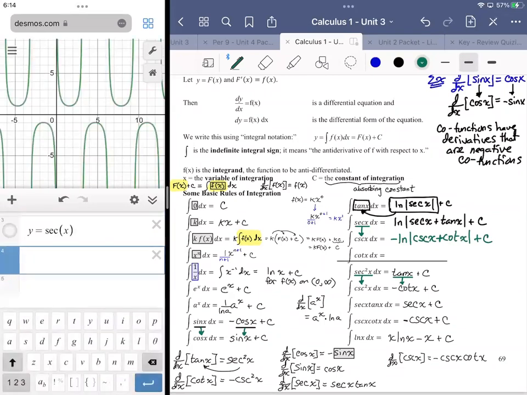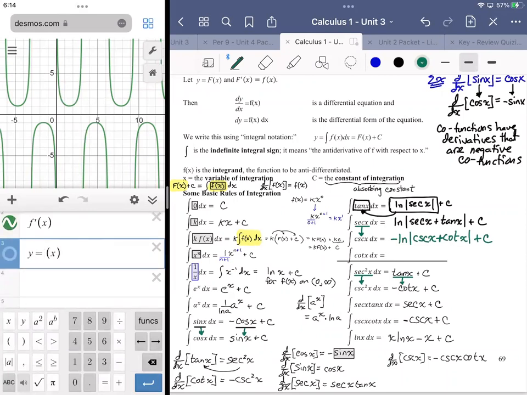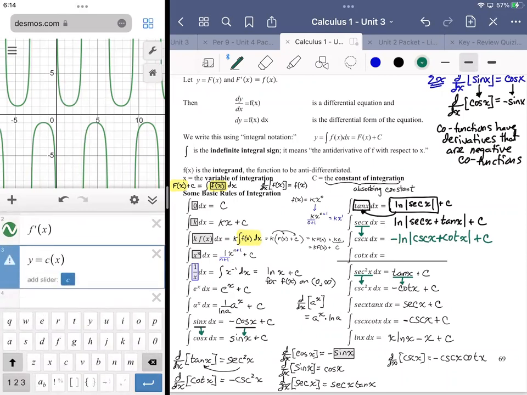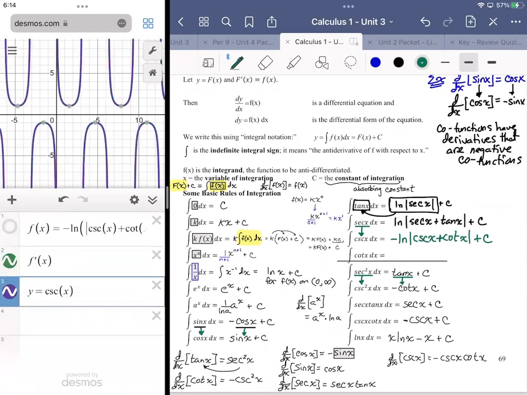So that should be the same as cosecant. Right? By that same reasoning. Right? And you see that they are the same. All right. So the same graph. So then by that same reasoning, I could find the antiderivative of cotangent. If I know the antiderivative of tangent, the negative cofunction.